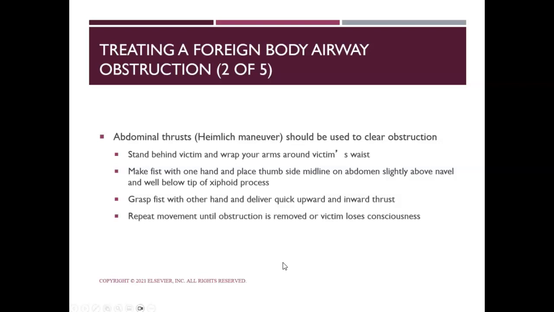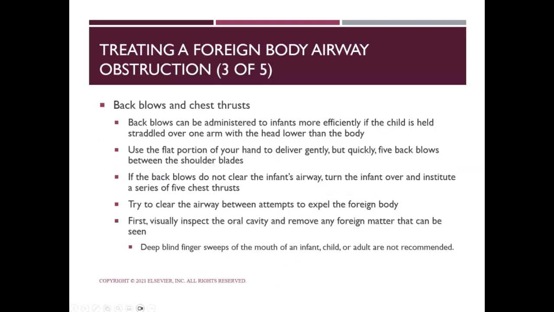You're going to repeat that movement until the object comes out, or if the object doesn't come out, the patient's eventually going to lose consciousness. And then you're going to start CPR if the patient loses consciousness.